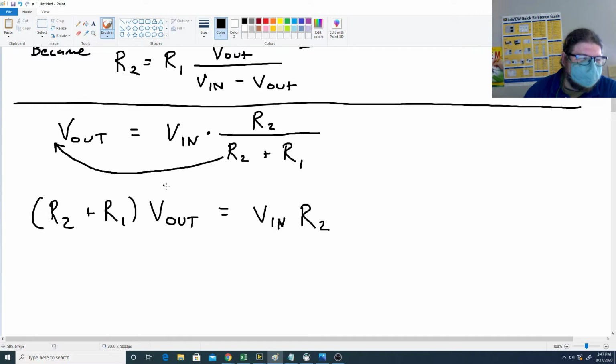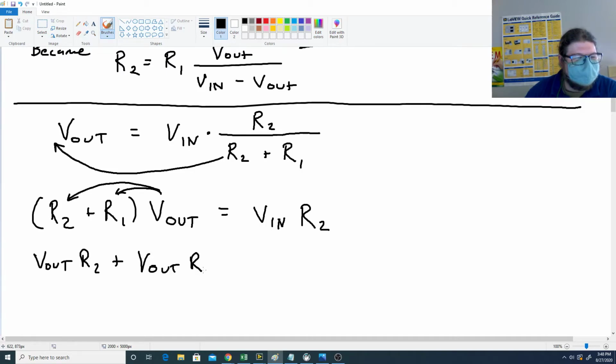Now we're going to use the distributive law and let the V out, output voltage there, distribute across the parentheses. So we'll get R2 V out. Well, let's write the V out first. So let's say it's V out times R2. So we'll say it's V out times R2 plus V out times R1 equals V in times R2.